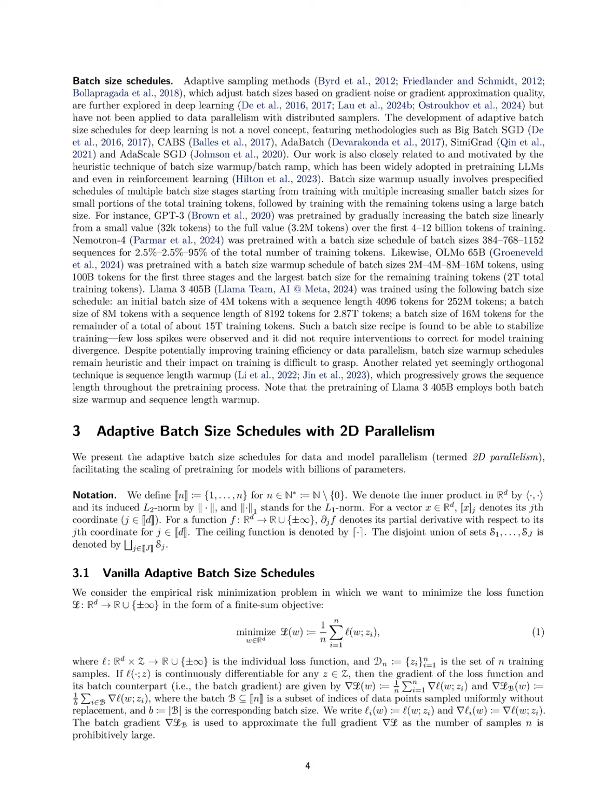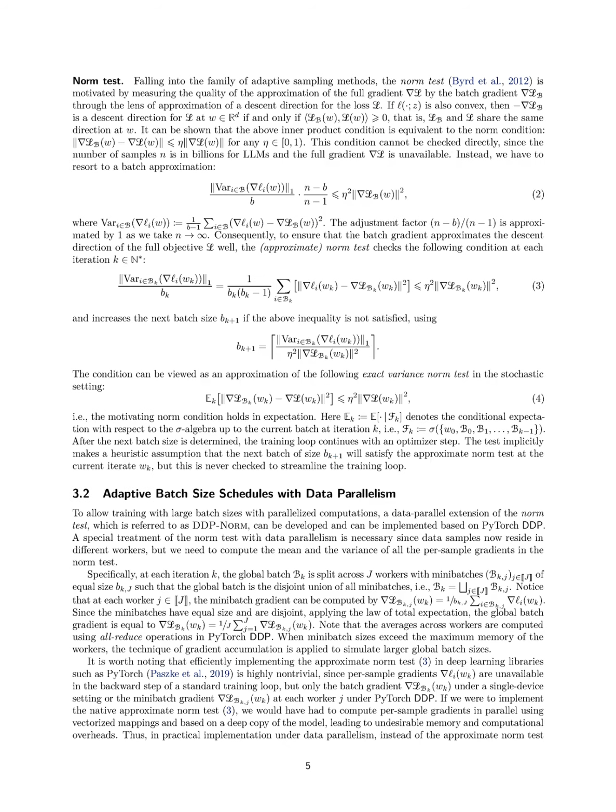In practice, the adaptive batch size schedule operates by monitoring the quality of the gradient approximation during training. For instance, if the approximate norm test condition is not satisfied, indicating that the current batch size is insufficient for a good descent direction, the batch size is increased for the next iteration. This adjustment is based on the mini-batch gradients computed at each worker, which allows for efficient estimation of gradient variance.